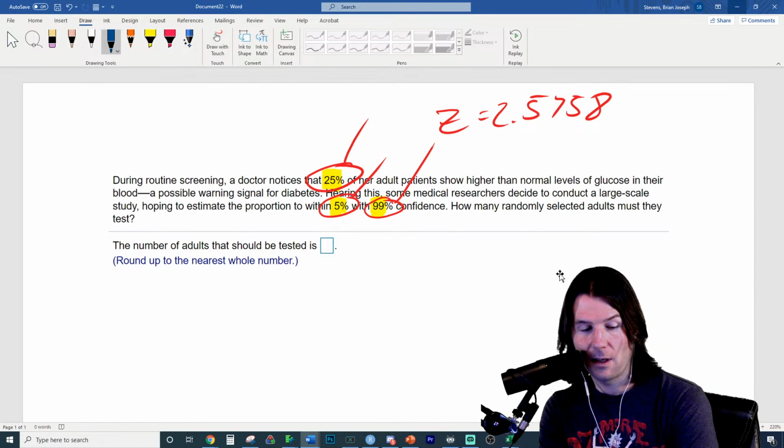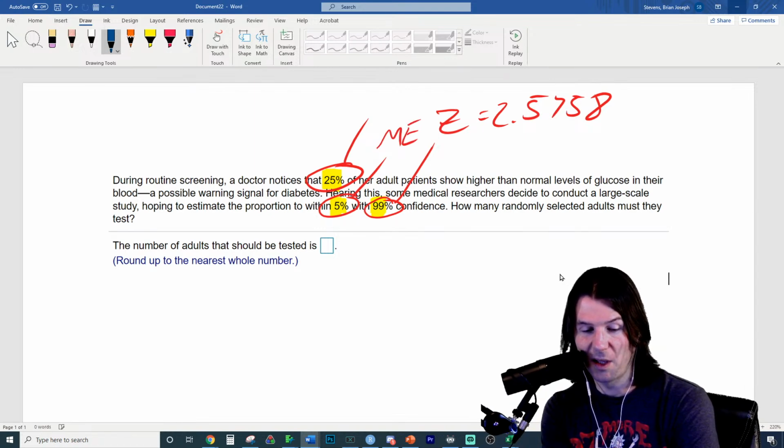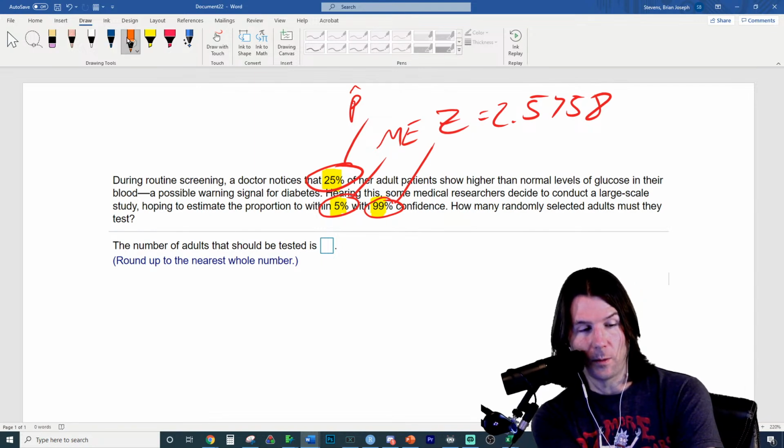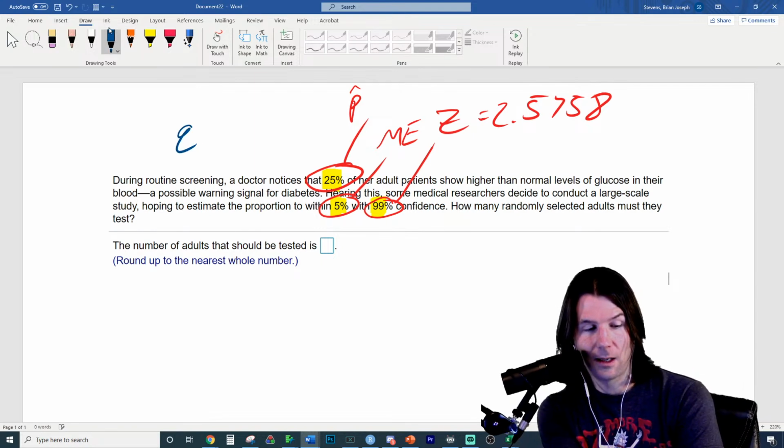Now, this is within 5%, and that's going to be the margin of error, because they want to do plus or minus that. And this is going to be an estimated p-hat. Yeah, she's making a confidence interval. This is our estimated p-hat. Once you have p-hat, what do we do immediately? We find q-hat. So q-hat is 1 minus p-hat, so q-hat is 0.75.